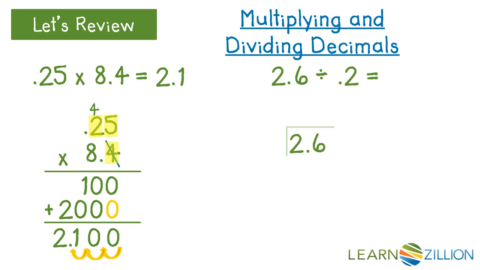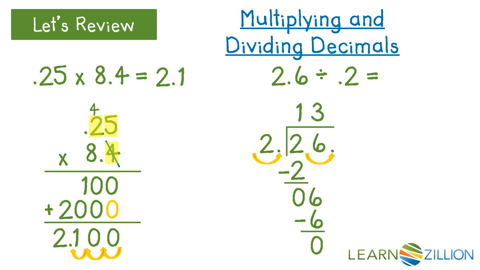If you are dividing, set up the problem as you normally would, but then move the decimal point in the divisor to the right until you have a whole number. Move the decimal point in the dividend the same number of places, and then divide as usual. Place the decimal point in the quotient so that it is right above the decimal point in the dividend.